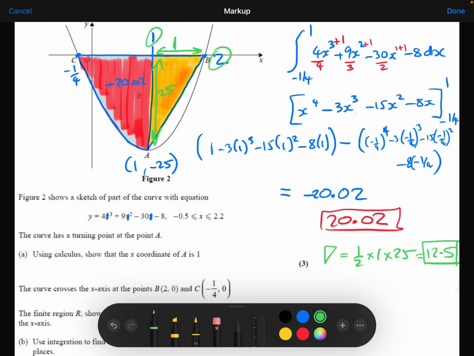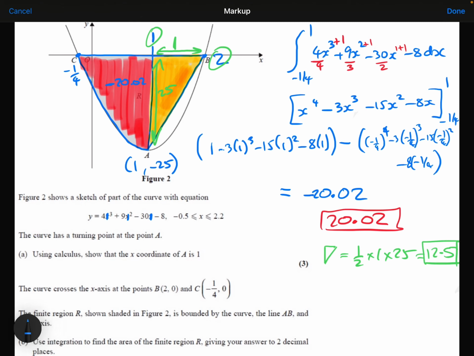If I then add that to the 20.02 for the total area of region R, we get 32.52 to 2 decimal places. And we're done.